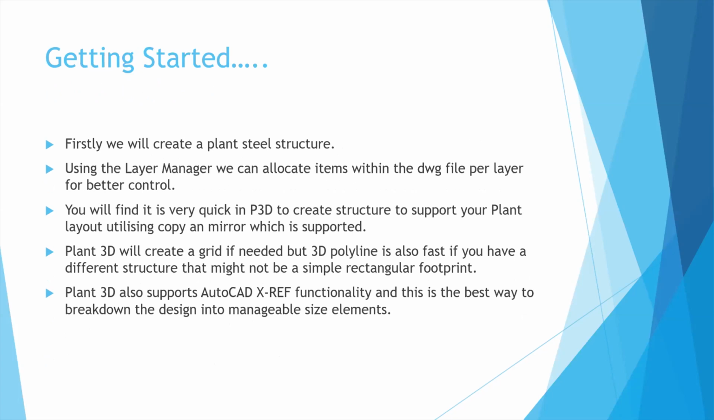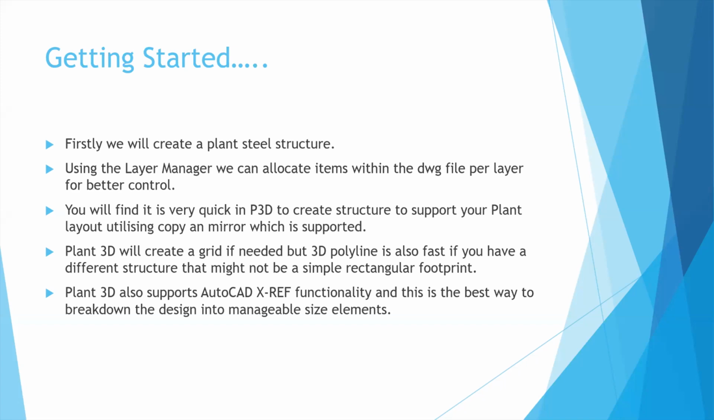So let's get started. Firstly, I've created a plant steel structure that we can have a look at. Using the Layer Manager, we can allocate items within the drawing file per layer for better control. That will actually save a lot of time. I've seen some other presentations from others doing this, but it seemed pretty obvious to me. If you just use some of the traditional tools, it'll actually make life a lot easier.